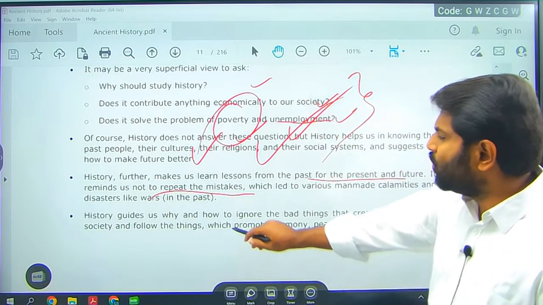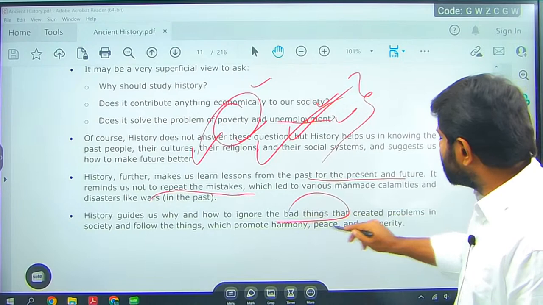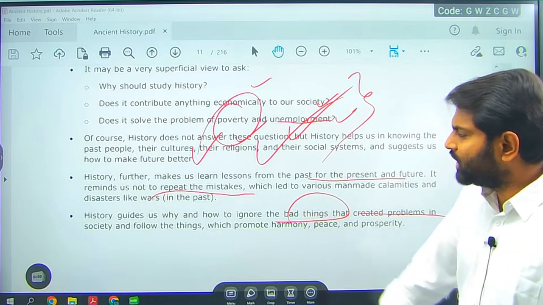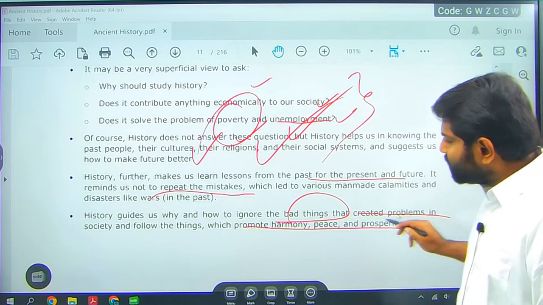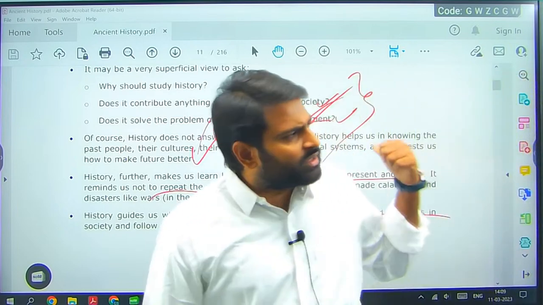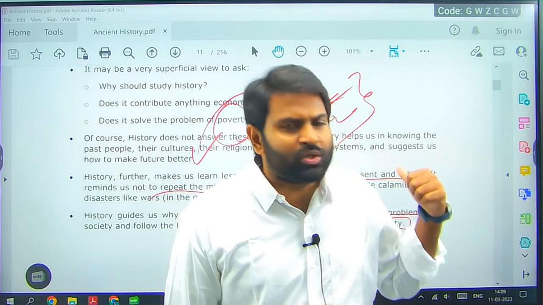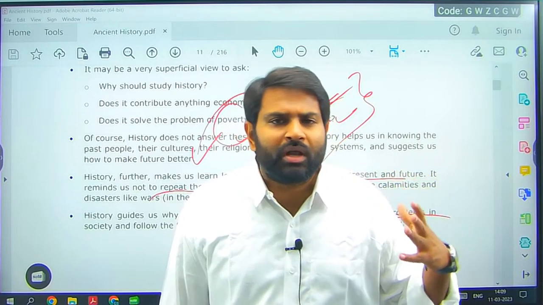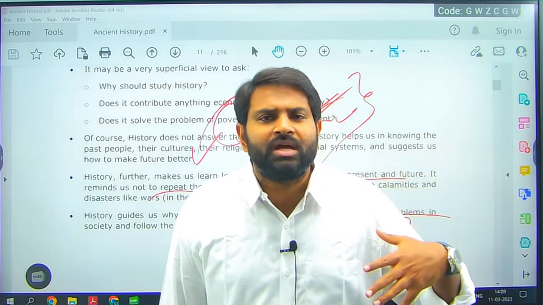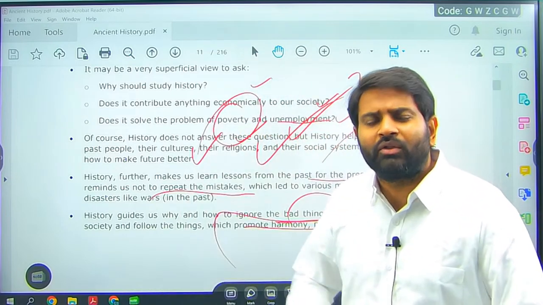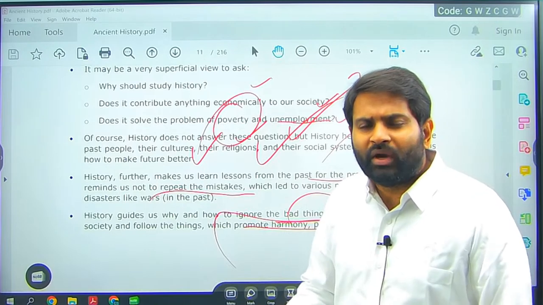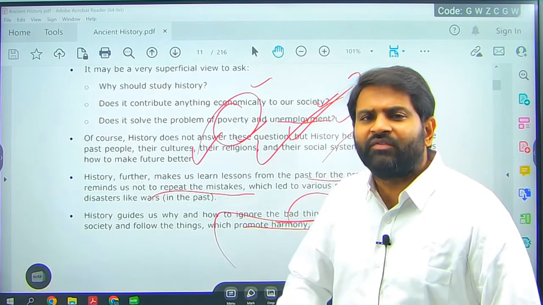History guides us on why and how to ignore bad things that created problems in society, and follow things which promote harmony, peace and prosperity. That is the reason why, when you look back to Ashoka, to Chandragupta Maurya, to all these Guptas, you try to understand how the society dwelled peacefully. Who are those kings? What did they do? What is their culture? What is the model? What is the framework of the society?